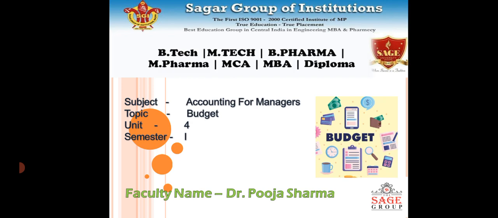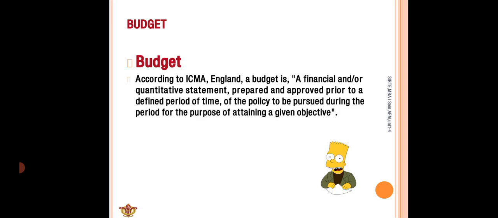In continuation of topics of accounting for managers, I'm taking the topic budget. What is a budget? Budget is part of management accounting, and this topic comes under management accounting. Budget is the estimation of the future expense. When we estimate the future expense, that is known as the budget.